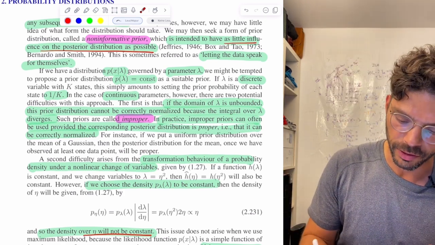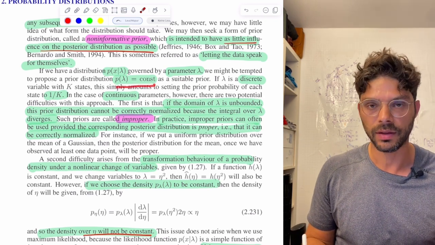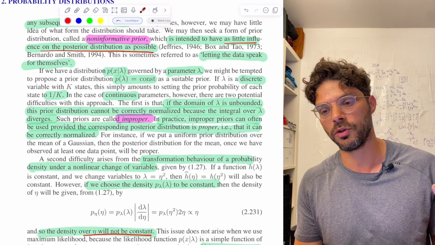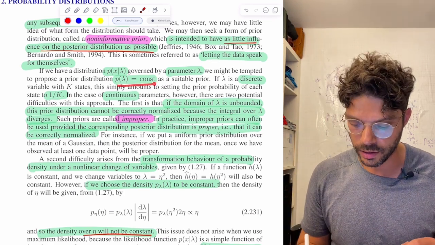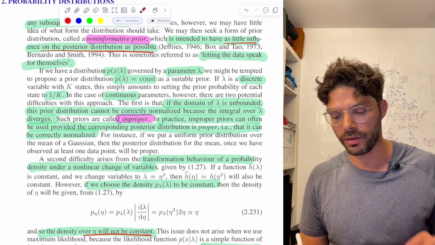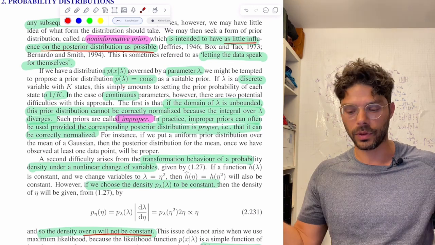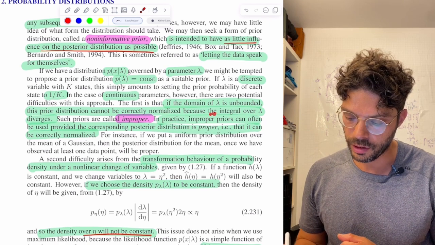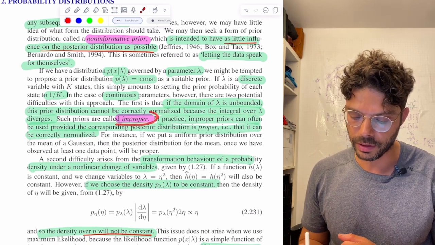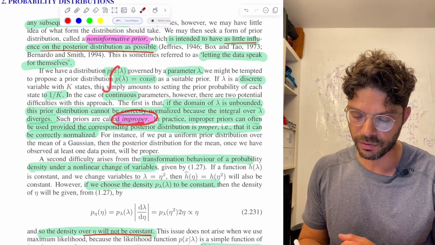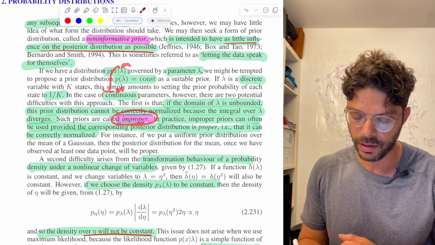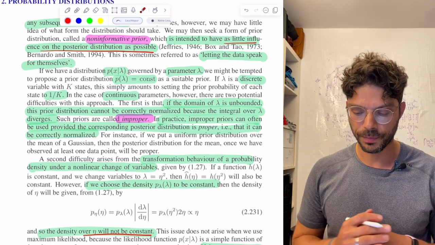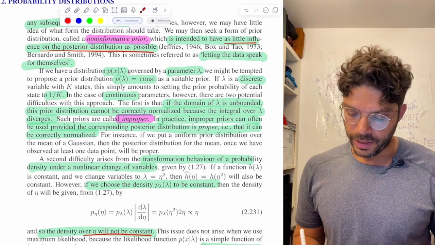So if we have p of lambda equal to a constant, remember one of the properties of a probability distribution is that it integrates to 1. Well, for any non-zero, positive constant, if you integrate that over the whole real line, it's going to be infinite. So the integral over lambda diverges, and such a prior is called improper. If we integrate this from minus infinity to infinity, it's going to be infinity, right? So yeah, they're called improper.